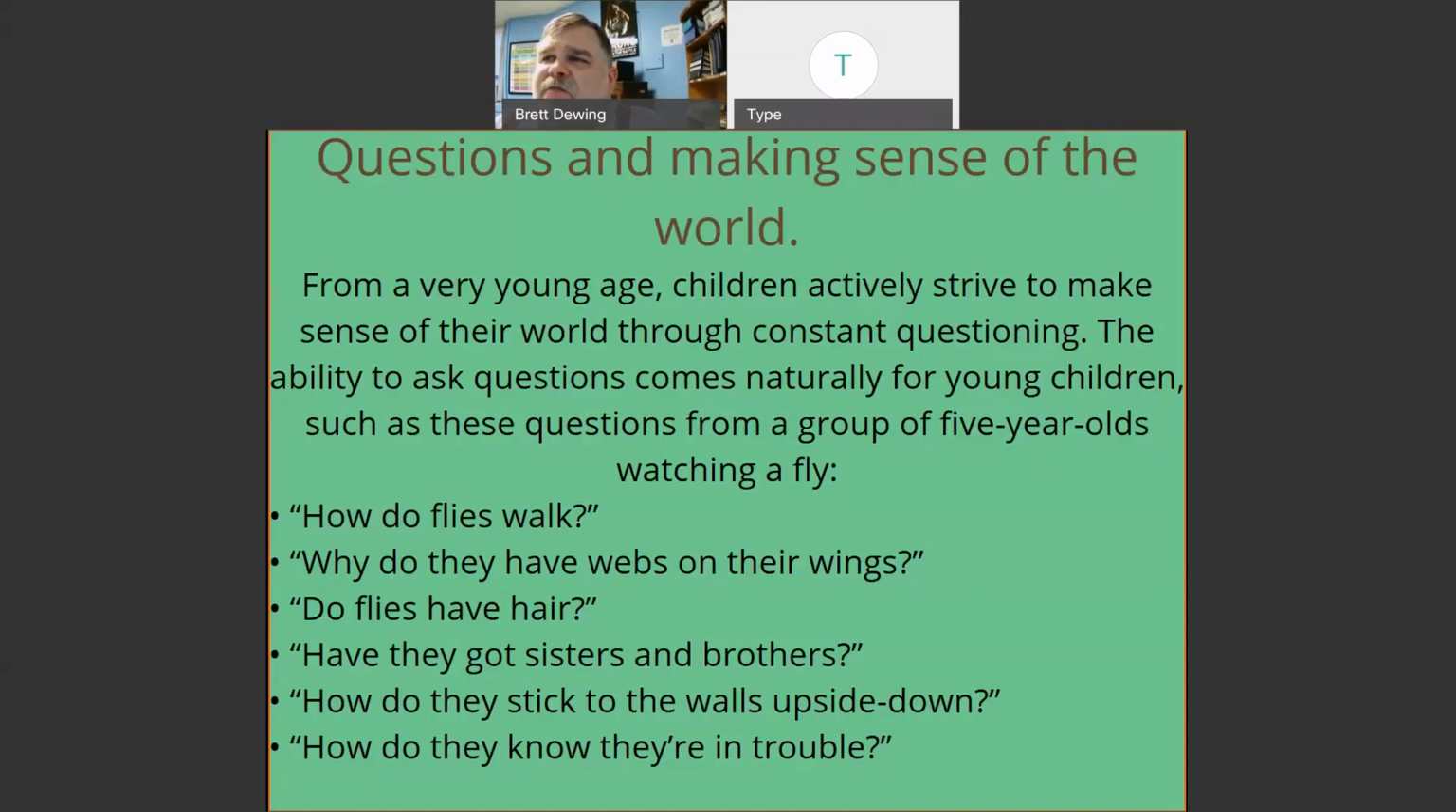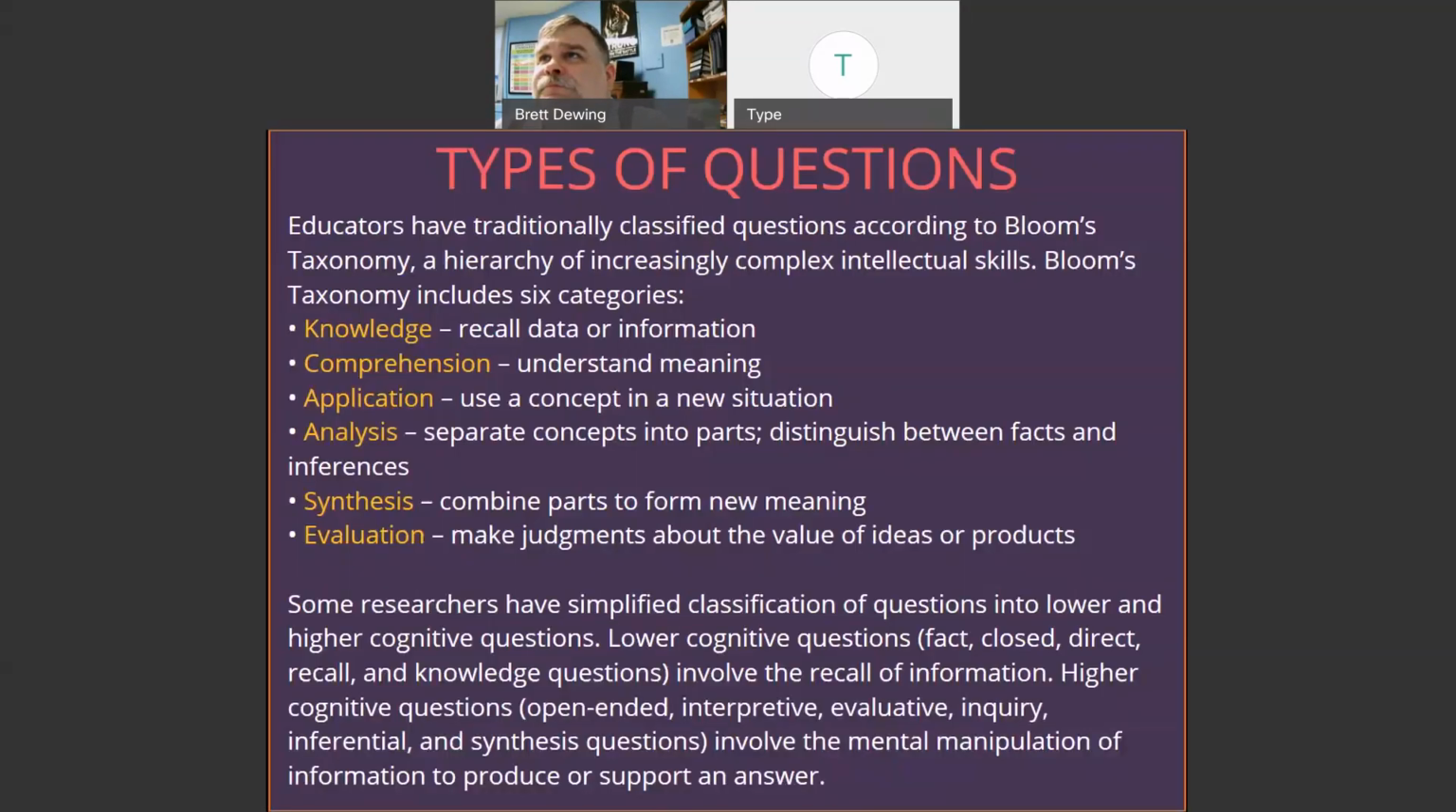This is 5-year-olds, but as we grow up, we still do it. We just do it in our head. And most of the time, we're not even aware that we're doing it. But we're constantly asking questions to make sense of things we come across. So, now it's going to get a little technical. Types of questions that you might ask about a text.